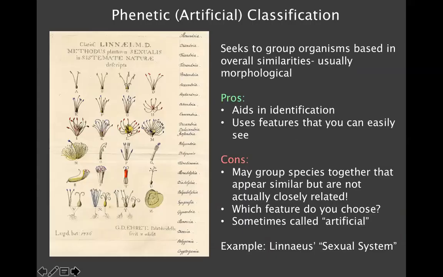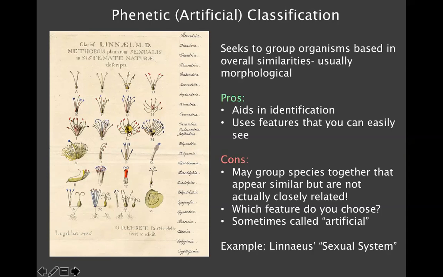Okay, so I'm briefly going to run through the major kinds of classification systems that have been used through time, starting with the Linnaean system of phenetic or artificial classification. So phenetic classification seeks to group organisms based on their overall similarity, and usually this is based on their morphology. The pros of a phenetic system is that it helps you to identify things. It aids in identification, and it's using features that you can easily see.